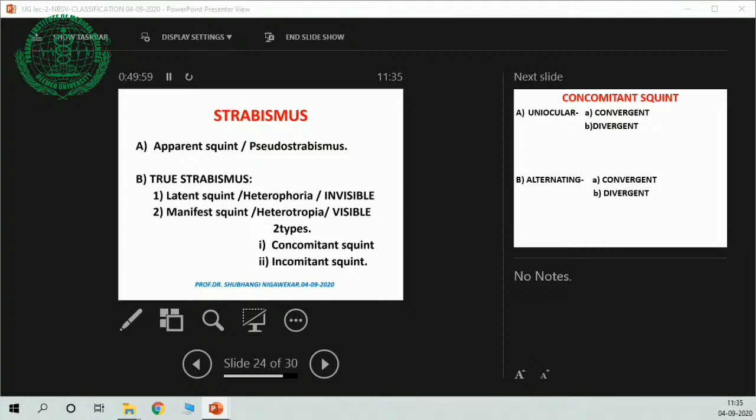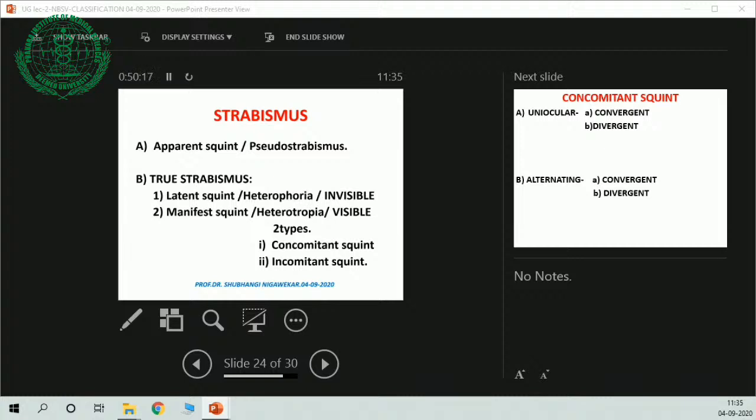Now, once again, so that it is soothing for you people: strabismus is divided into true and pseudo. Pseudo is also called apparent, and true is called latent. Divided into two: latent, heterophoria, or invisible. These words you should remember. Manifest is also called tropia, it is visible. Again, it is divided into concomitant and incomitant.